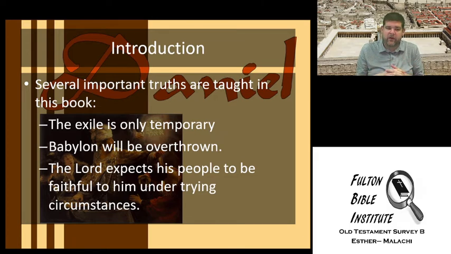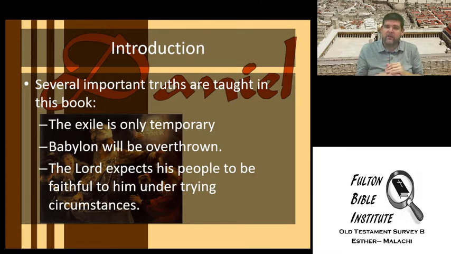There's also the prophecy that Babylon will be overthrown. Although Babylon was the major power at that time, their reign was only for 70 more years after they conquered Jerusalem. And in 70 years they would fall, and that's what we see in the book of Daniel. They get to Belshazzar and they fall. The Medes and Persians come in.